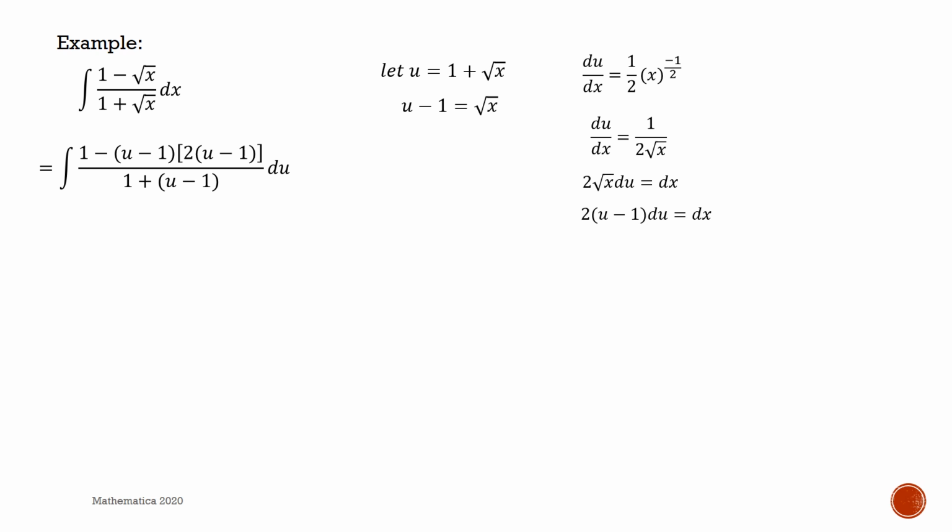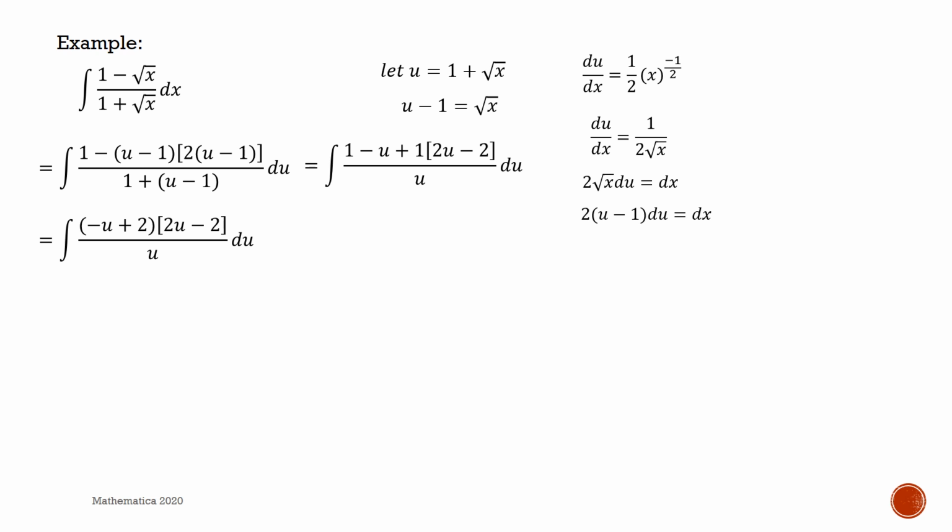Over 1 plus the square root of x, but because we have to write everything in terms of u, it's actually 1 plus u minus 1. Okay, now that everything has been written in terms of u, we just simply simplify the expression. So 1 minus u minus 1 becomes 1 minus u times 2u minus 2. Simplify further. Simplify again. Distribute. And therefore we get something that looks a little bit simpler. So we end up with the integral of negative 2u plus 6 minus 4 over u du.